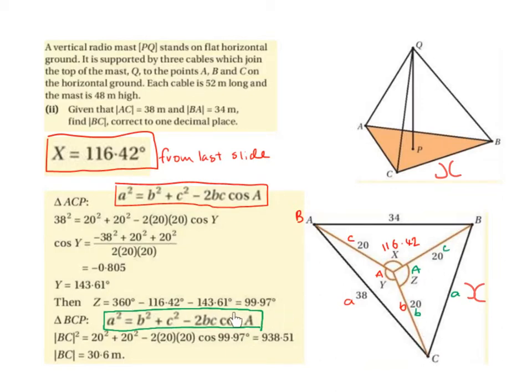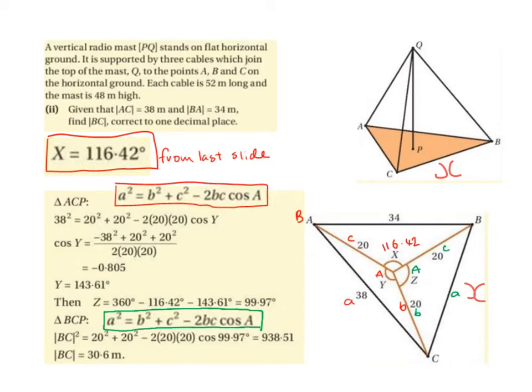Put it into my formula. A squared now becomes BC squared. That's what we're looking for. B squared is 20 squared, C squared is 20 squared. Minus 2bc is minus 2 by 20 by 20. And cos of A is now cos of 99.97 degrees. So I can put this straight into the calculator, and it gives me 938.51. And then I get the square root of that to give me 30.6 meters. So my missing side BC is 30.6 meters. And this is to 1 decimal place. Remember, we are asked for 1 decimal place.